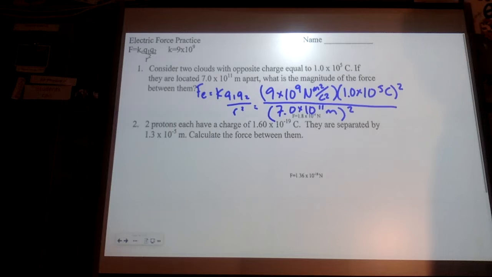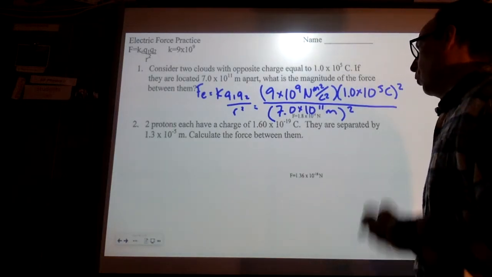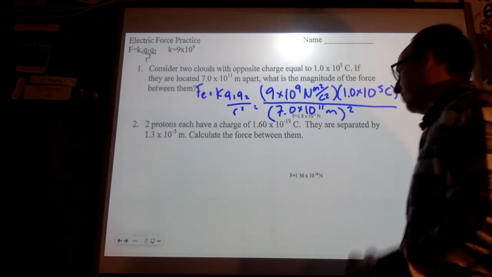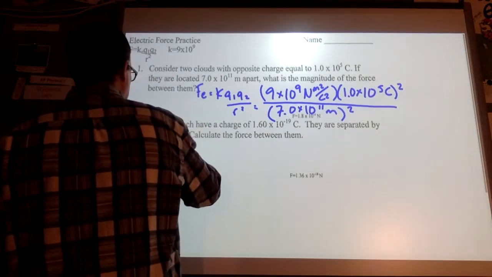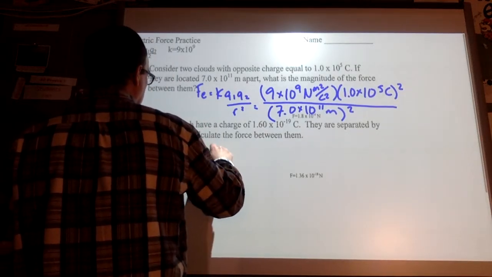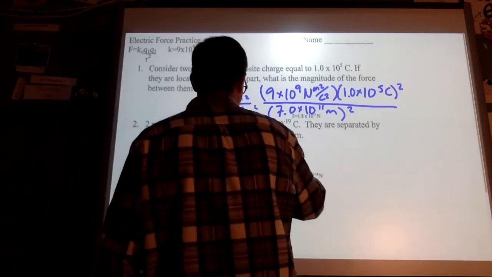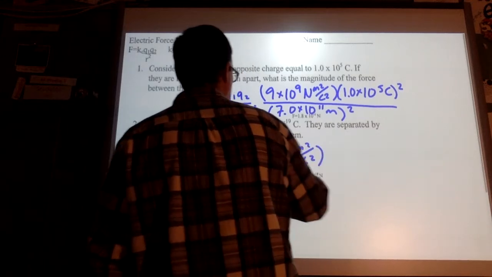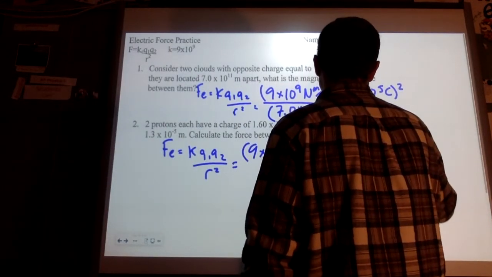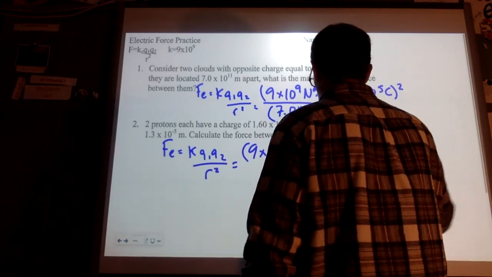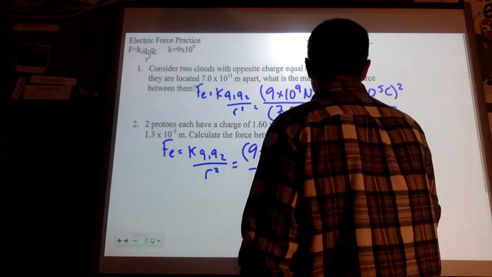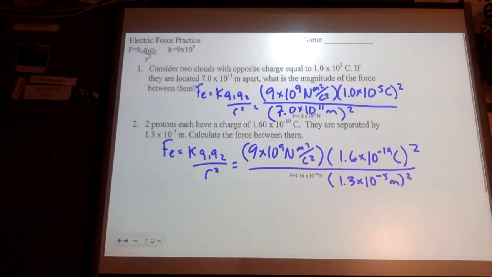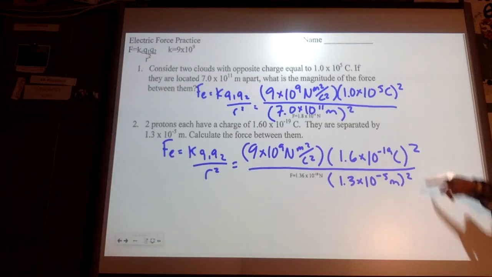Two protons each have a charge of 1.6 times 10 to the negative 19th. They're separated by 1.3 times 10 to the negative 5th. Calculate the force between them. And again, I just skipped the sign because it's the same charge, just like I did with that one.